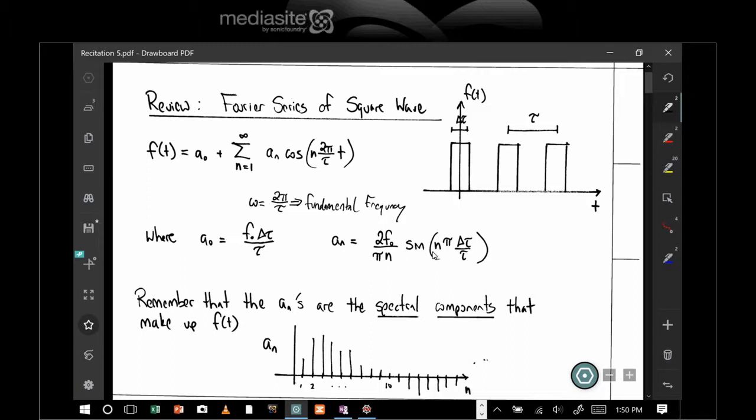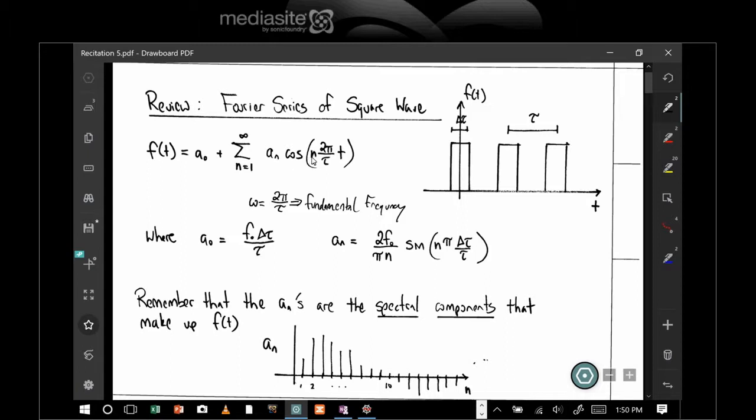And then what we also did was make a bar graph of all the a sub n's as a function of n. So this is a sub n for n equal to 1, 2, 3, all the way up. We called this the spectral content of this repeated wave. Basically it's a bar graph. And the way to think about this is a weighted discrete sum of cosines.